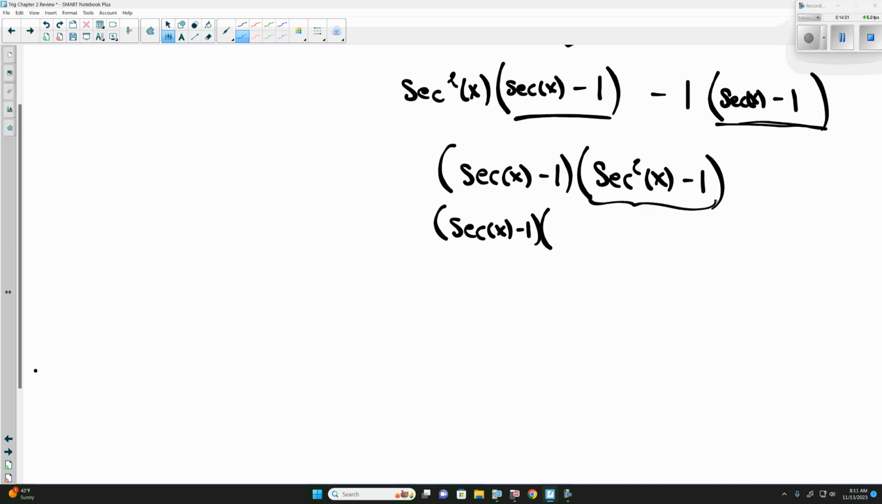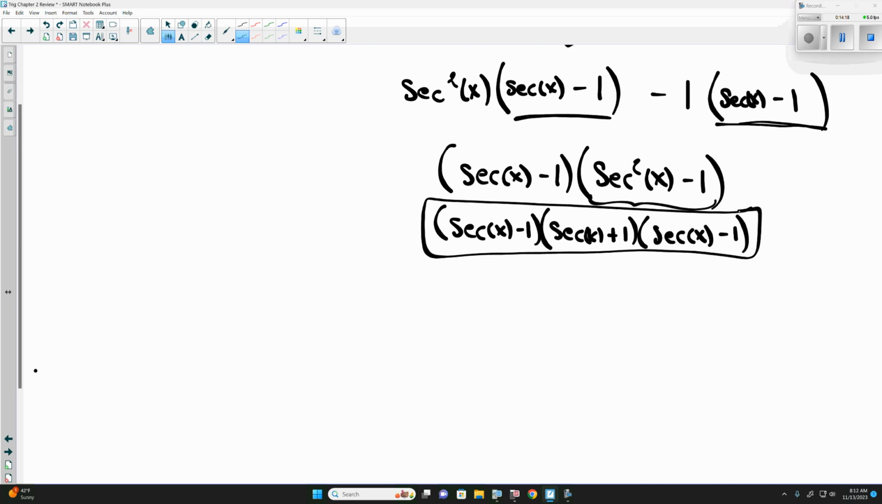Secant squared is a perfect square. Secant times secant. 1 is a perfect square, 1 times 1. So again, we have a difference of perfect squares.